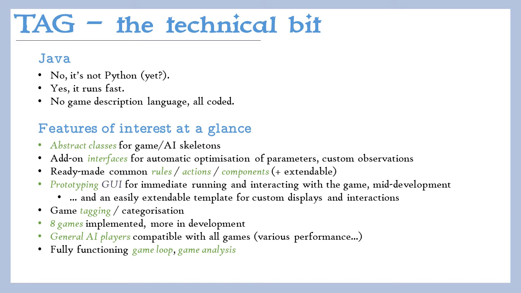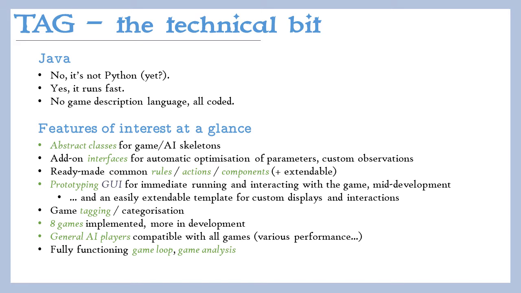The core of the framework is made up of several abstract classes, providing generic functionality and a simple-to-follow skeleton for implementing both the games and the AI players. Several classes can further make use of additional interfaces to allow compatibility with other systems included, such as the automatic optimization of parameters or custom observations.